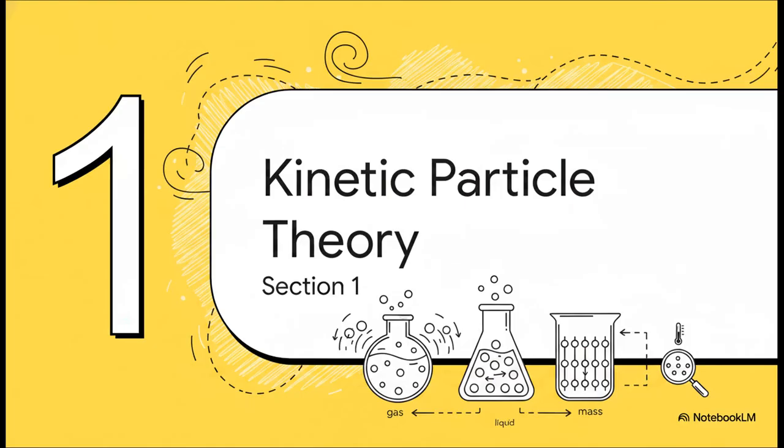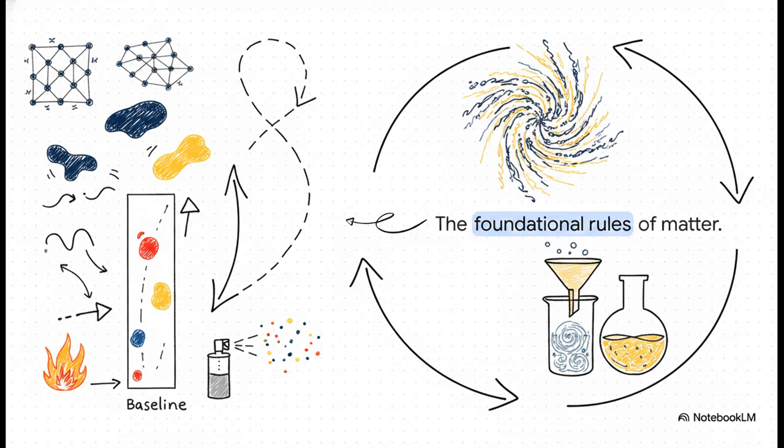All right, Section 1, Kinetic Particle Theory. We've got to establish the ground rules of the physical world first. Because before we can break mixtures apart, we really need to know exactly how they behave. Looking at the overarching law of the land here, all matter is basically dictated by just two things: exactly how its particles are arranged and how much kinetic energy those individual particles actually have. Literally everything else flows from those two fundamental facts.